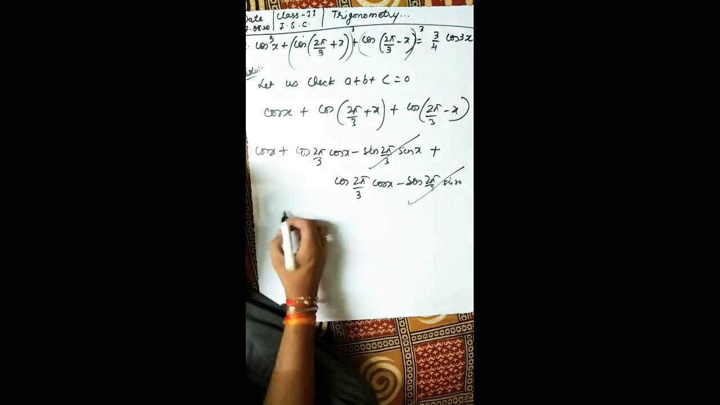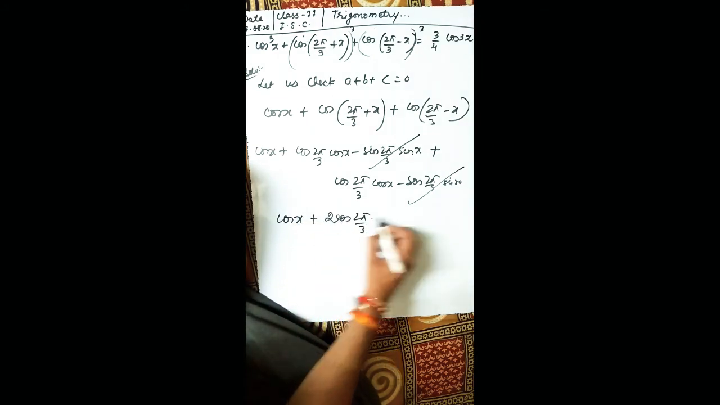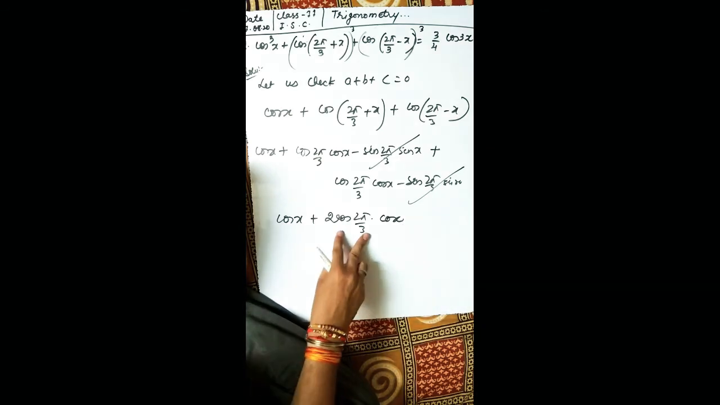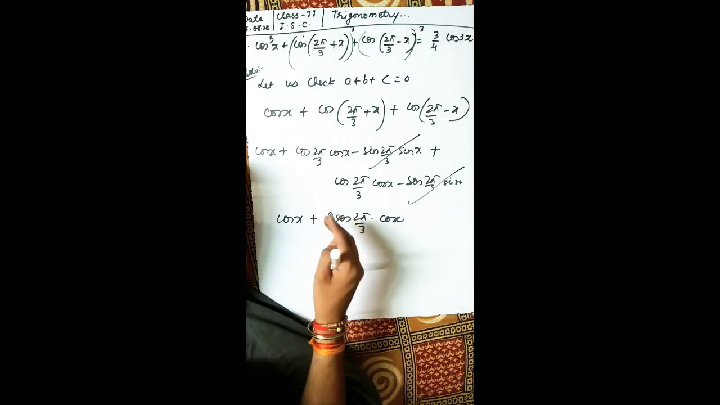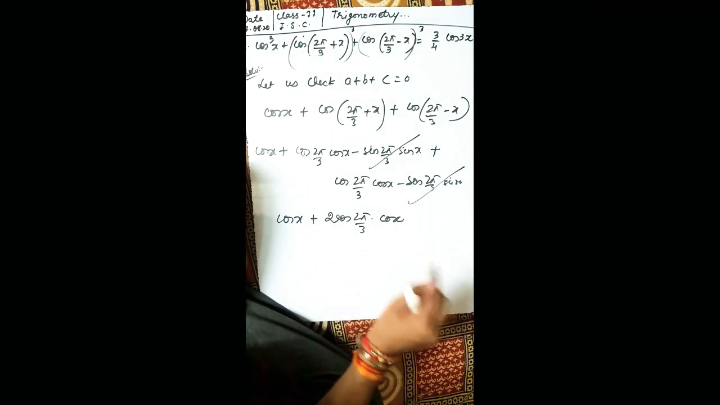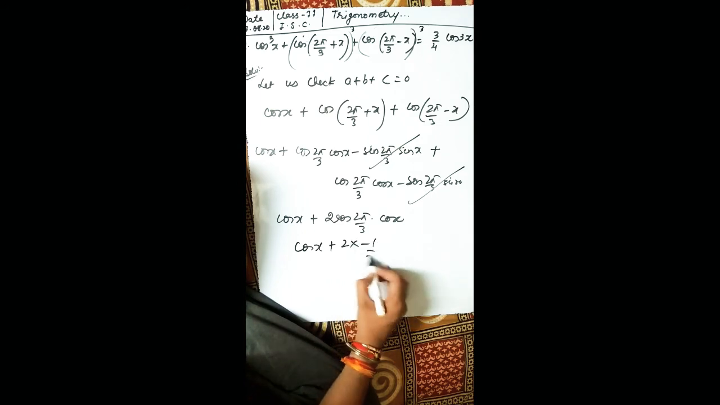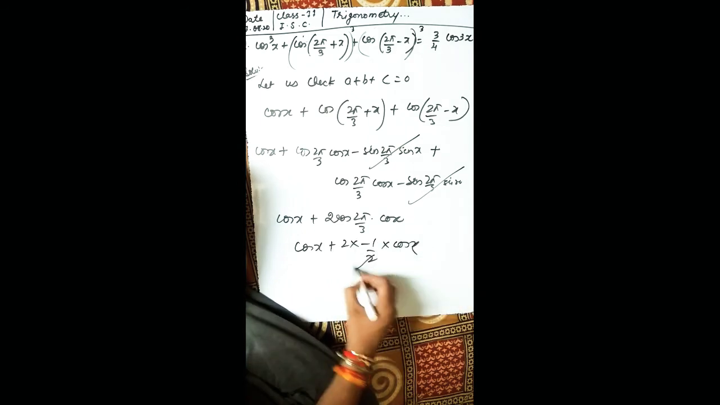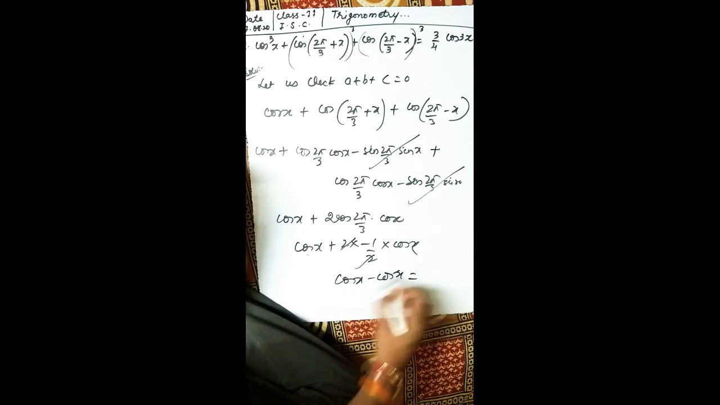So you can cancel this step, and this 2 will be getting added. That will be 2 times cos(2π/3) cos x. Now cos 120 degrees, I guess we have already used in the previous question, that is cos 120 degrees is minus 1 upon 2. So minus 1 upon 2, this will be cancelled, cos x minus cos x. So yes, it came 0.